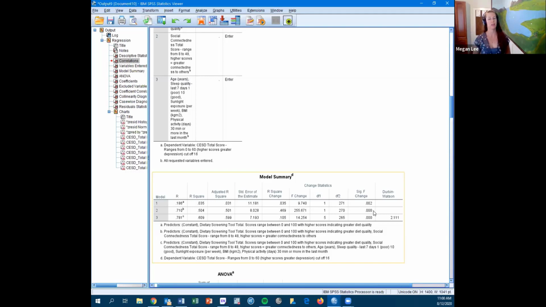And is that one significant? Yes. Good. Our third model, when we add all the other covariates, what is our R squared now? 60.9? Yep, perfect. So what's our R squared change? 10.5. Yeah, so adding BMI and physical activity and sleep quality and age only adds an extra 10% on top of that social connectedness.